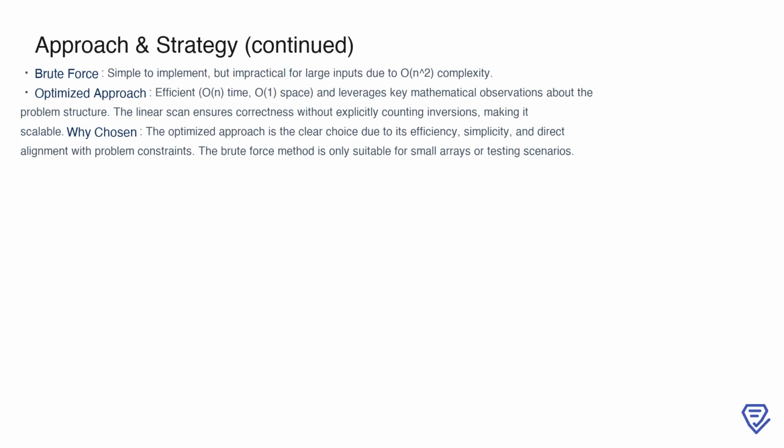The optimized approach, on the other hand, is highly efficient with a linear time complexity of O(n) and constant space complexity of O(1). By leveraging key mathematical properties of permutations and utilizing a single-pass linear scan, it avoids the overhead of nested loops and explicit inversion counting. This method aligns directly with the problem constraints and ensures scalability, making it the preferred solution. Ultimately, the optimized approach was chosen because it provides a clear, elegant, and computationally efficient way to tackle the problem, addressing both correctness and performance requirements.